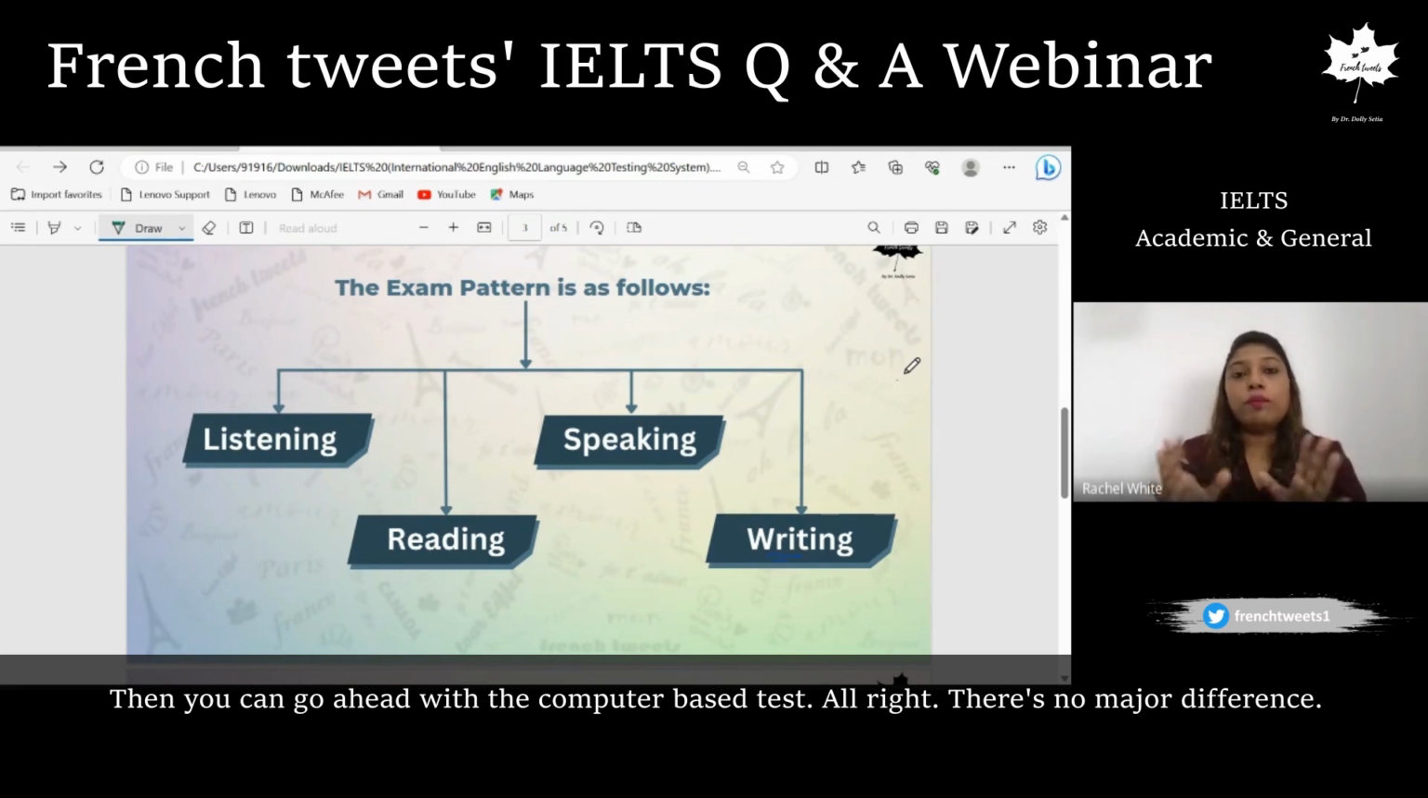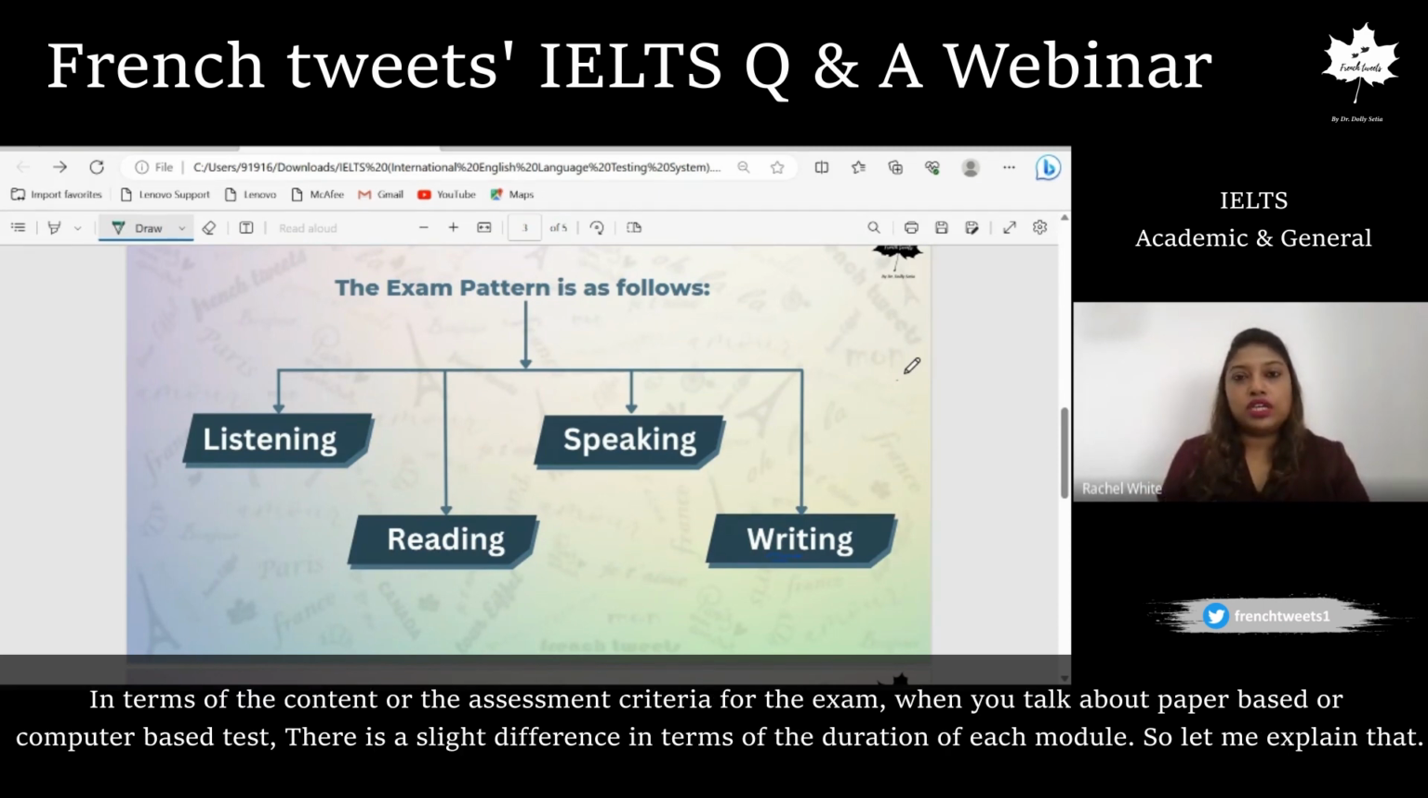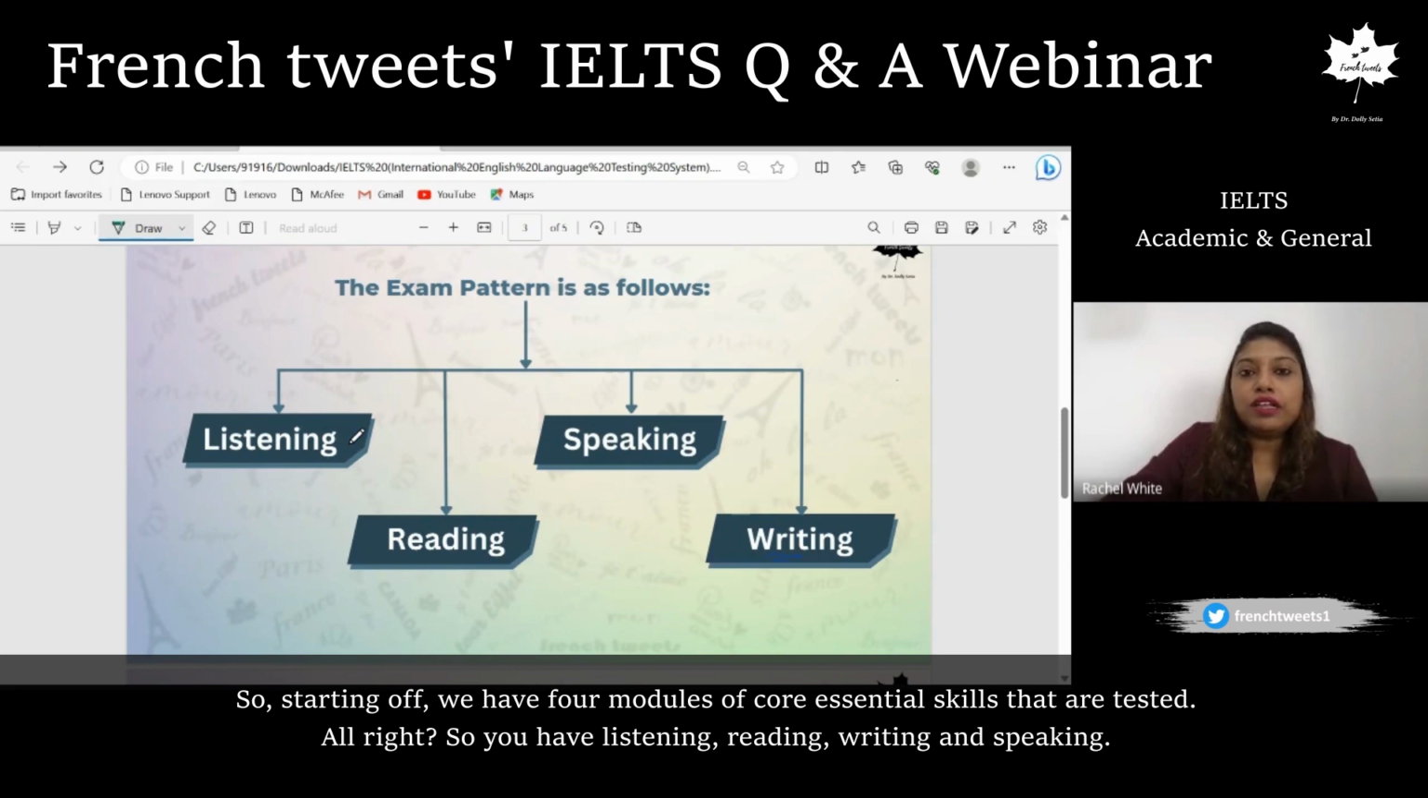All right, there is no major difference in terms of the content or the assessment criteria for the exam when you talk about paper-based or computer-based test. There is a slight difference in terms of the duration, okay, of each module. So let me explain that. So starting off, see, we have 4 modules or 4 essential skills that are tested, all right? So you have listening, reading, writing, and speaking.